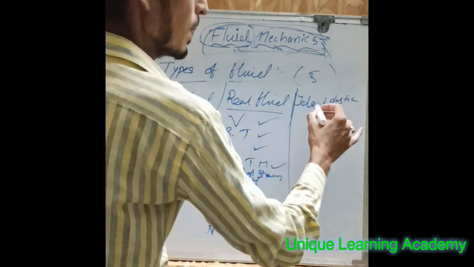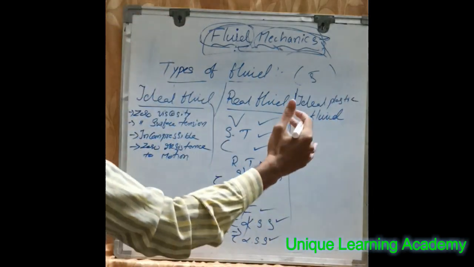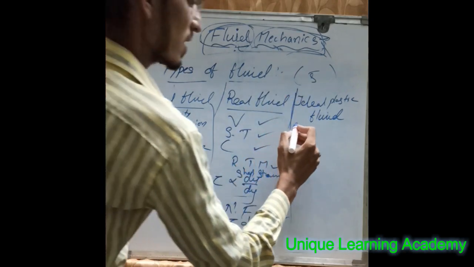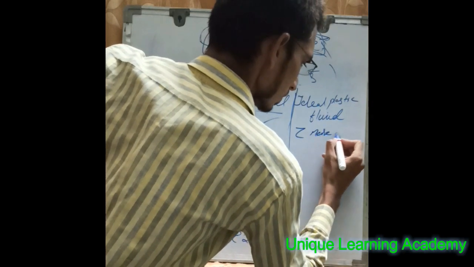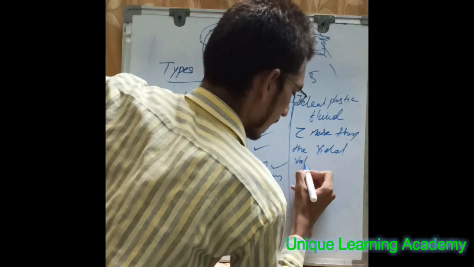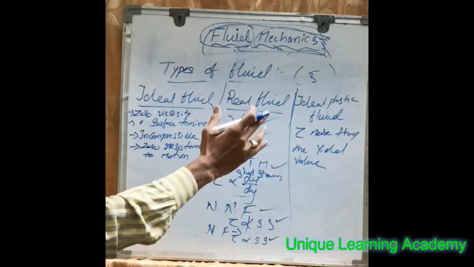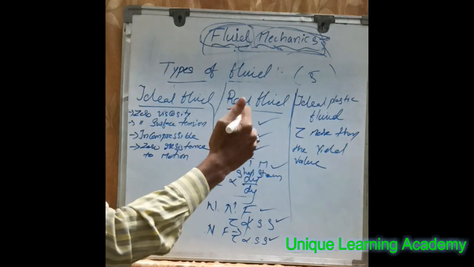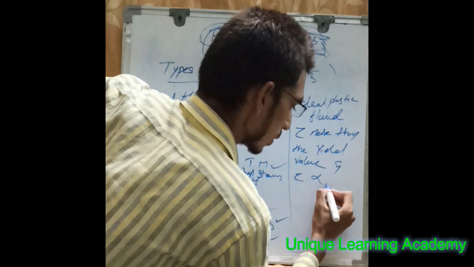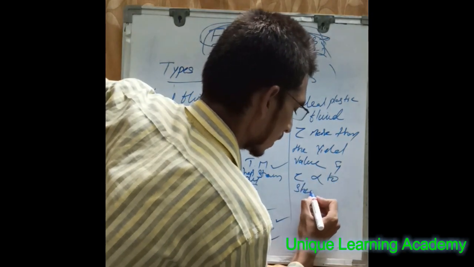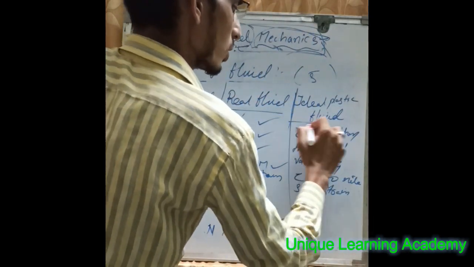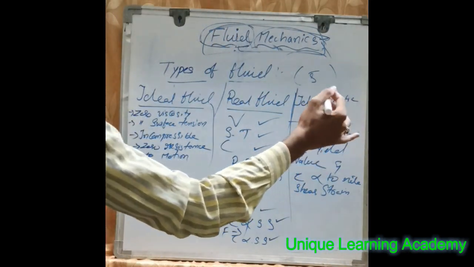Next, coming to the next type, the ideal plastic fluid. What is an ideal plastic fluid? Here shear stress should be more than the yield value. At the same time, shear stress is directly proportional to the rate of shear strain. Then this is known as an ideal plastic fluid.